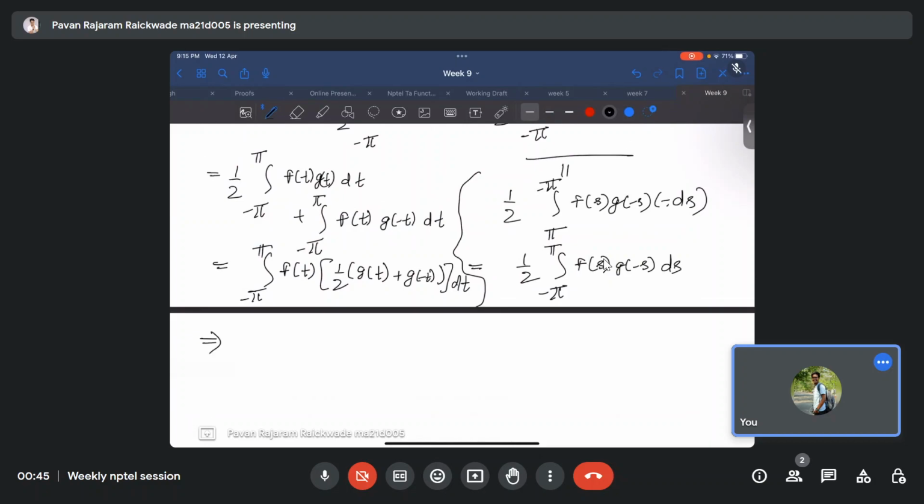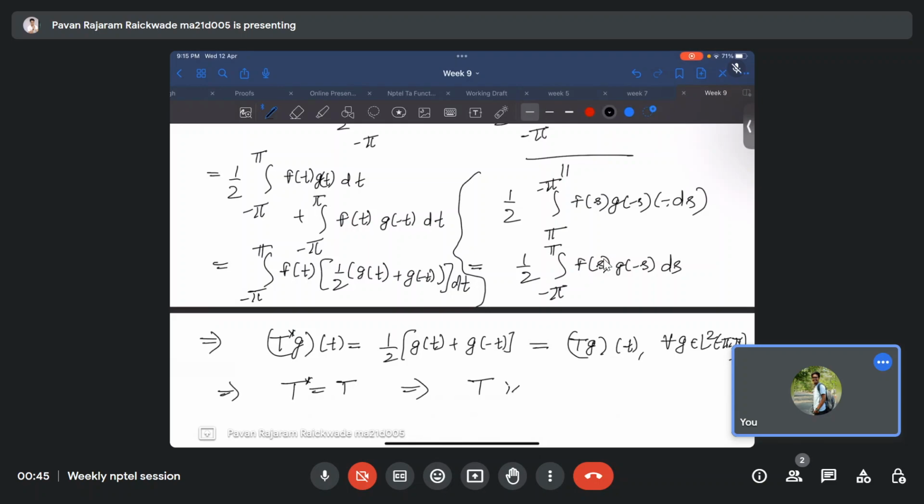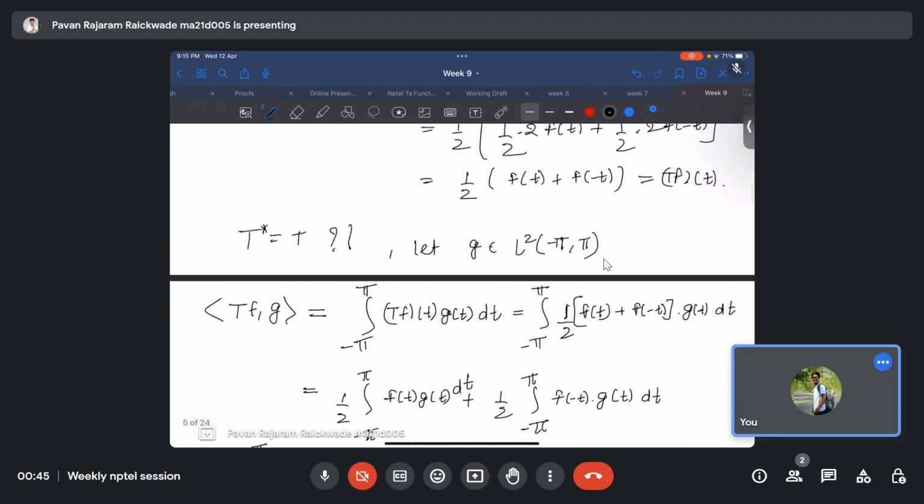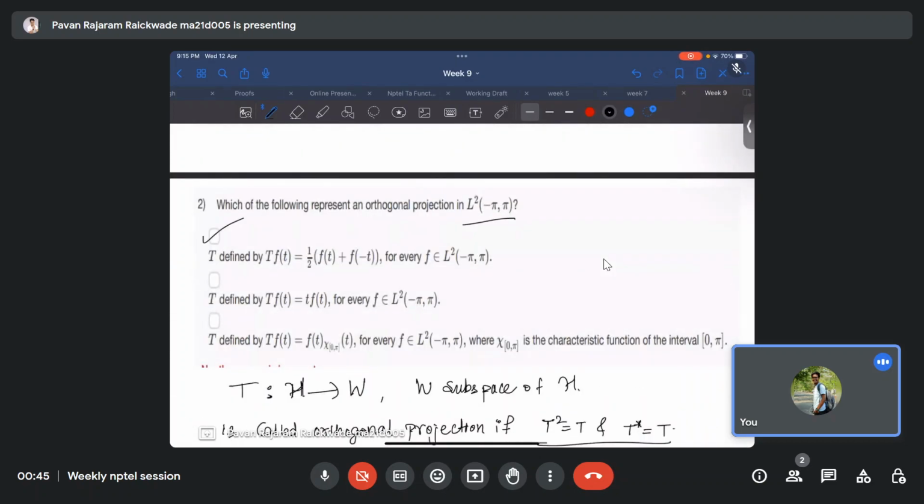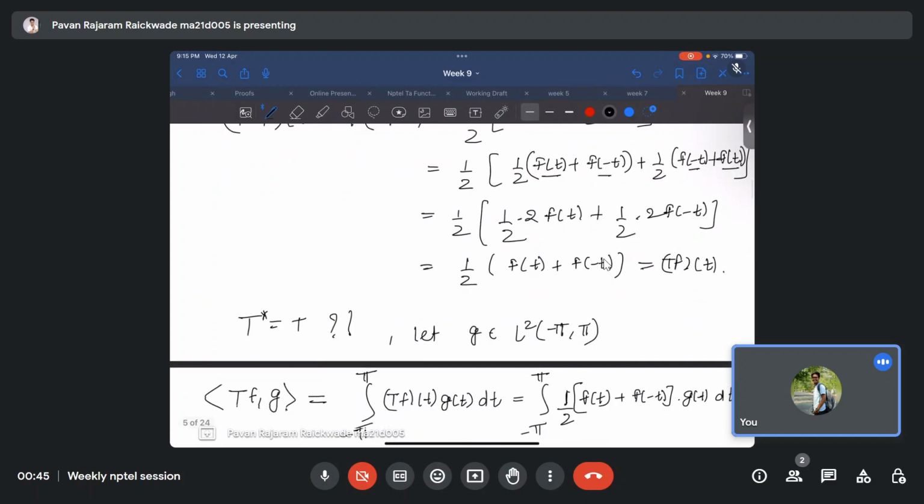So this implies T star g at t equals half times g(t) plus g(minus t), which is the same as Tg at t, for all g belonging to L2 minus pi pi. That means T star equals T, which implies T is an orthogonal projection. Okay, that's just easy calculations. So we have verified that the first operator given here is an orthogonal projection. Okay, good. Let's see the second one.